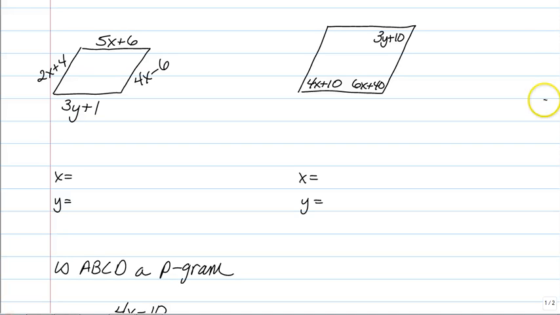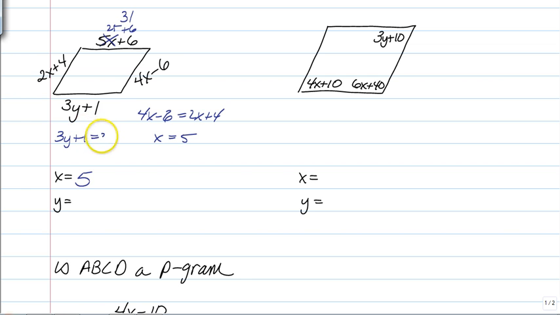For this first one, the first thing you have to do is set the opposite sides equal to each other. So you should have 4x minus 6 is equal to 2x plus 4. That's going to give you x equals 5. Now that you know x is equal to 5, you can plug it in here and make that 25 plus 6, which would be 31. So 3y plus 1 is equal to 31. So we know y is equal to 10. That's what you should have for the first one.